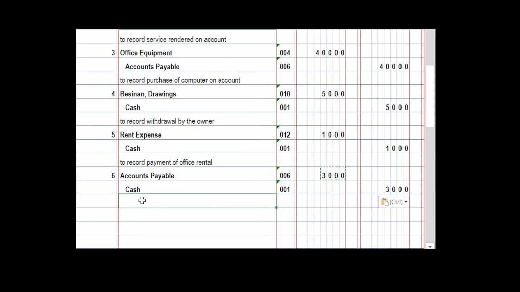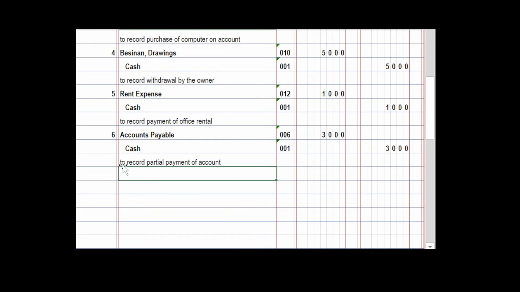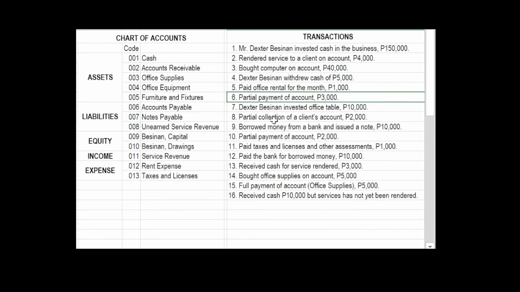So, to record partial payment of account. So, pwede nyong gayahin yung sinasabi ng transaction. Hindi kailangan kayo mag-isip ng mga wordings nyo. So, let's proceed with number 7.